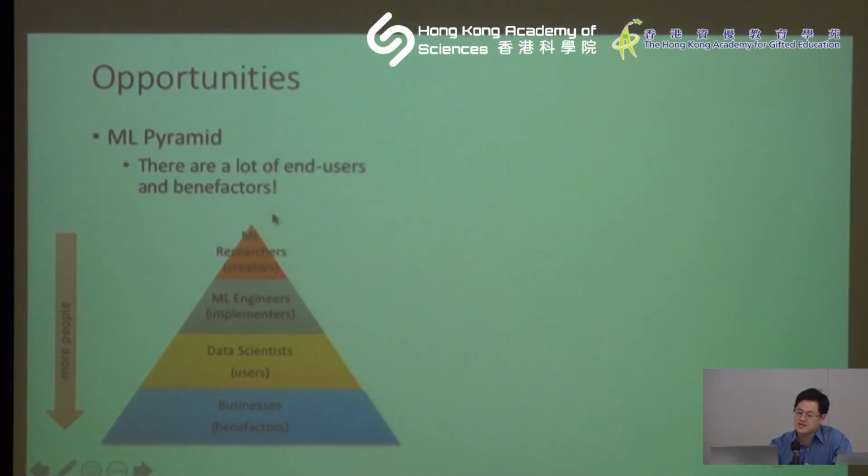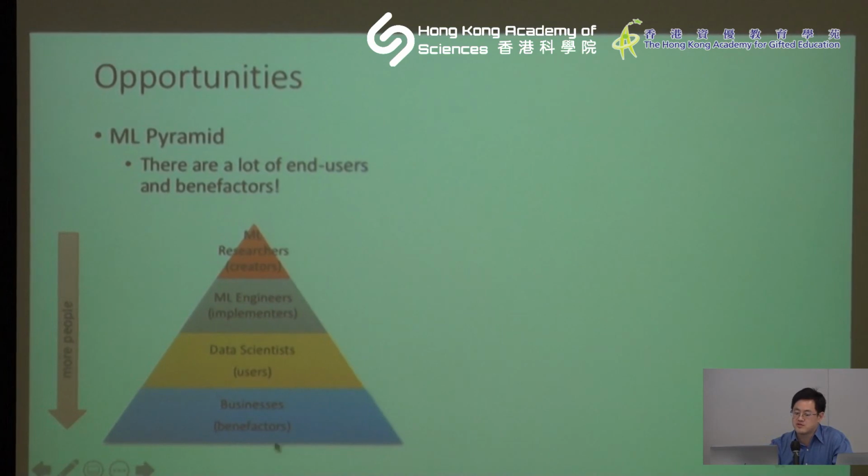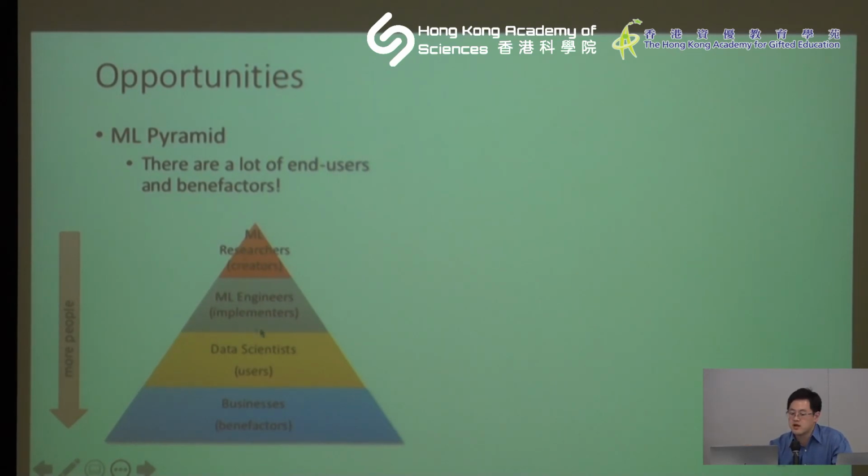Okay, another thing is in terms of the opportunities. So this is called the machine learning pyramid. Okay, and the size of the triangle is how many people there are that can do it. Okay, so at the top are the researchers who can create the new algorithms, and then there are engineers who implement them. The data scientists are people who use machine learning to analyze data. Okay, and the final beneficiaries are actually businesses. Right? So there's not a lot of engineers or data scientists, but there are a lot of businesses.